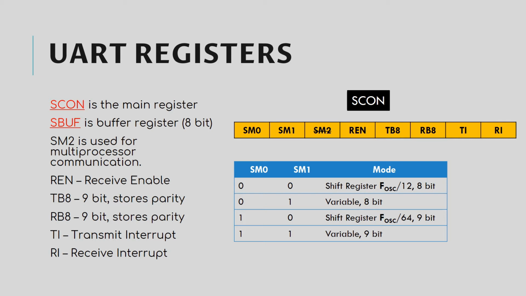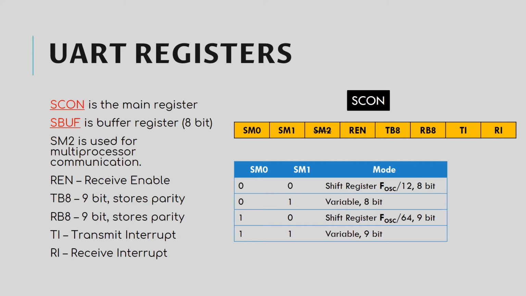It is an 8-bit communication mode. The second mode is 0. When SM0 is 0 and SM1 is 1, that is variable 8-bit. Variable means we can change the speed of the communication, but in the first mode the speed is fixed, whereas in the second mode the speed is variable.